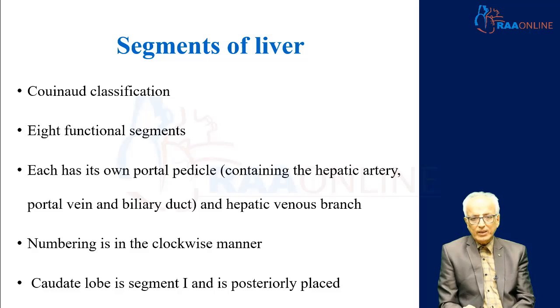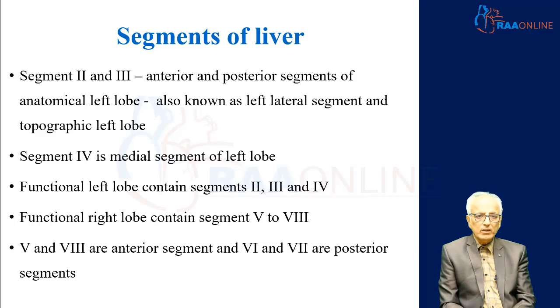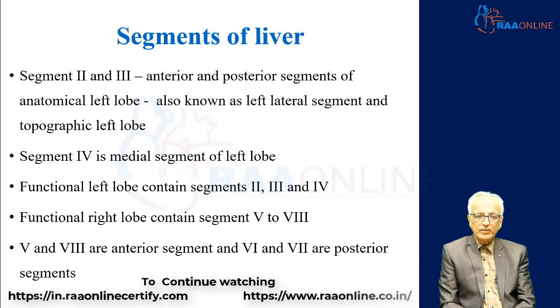Caudate lobe is segment 1 and it is posteriorly placed. Segments 2 and 3 are the anterior and posterior segments of the anatomical left lobe. So this is also called the left lateral segment and topographic left lobe. Segment 4 is the medial segment of the left lobe. Functional left lobe contains segments 2, 3 and 4. Functional right lobe contains segments 5 to 8. 5 and 8 are the anterior segments, while 6 and 7 are posterior segments.